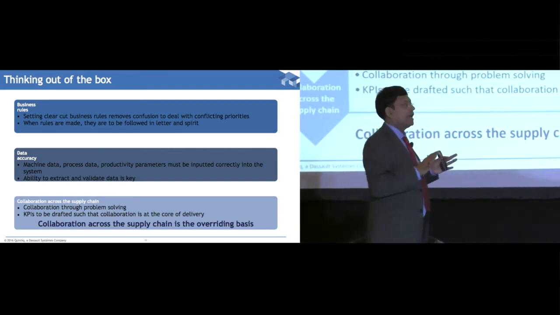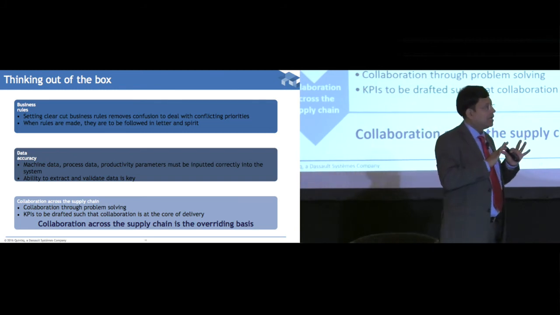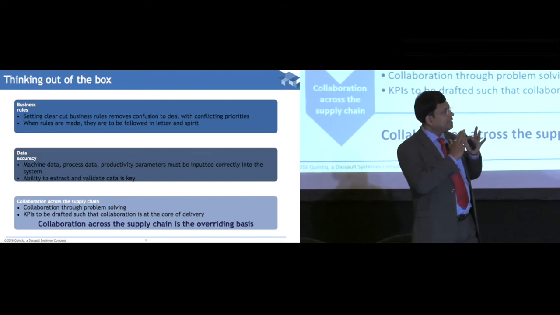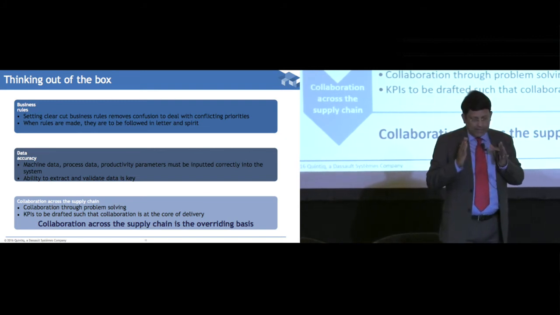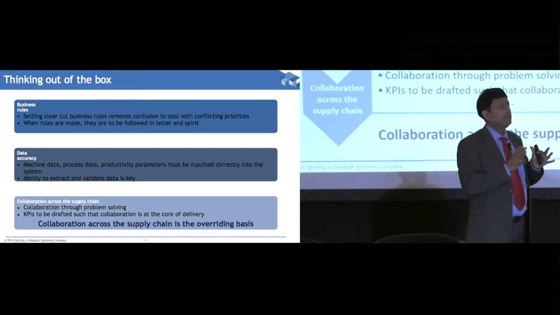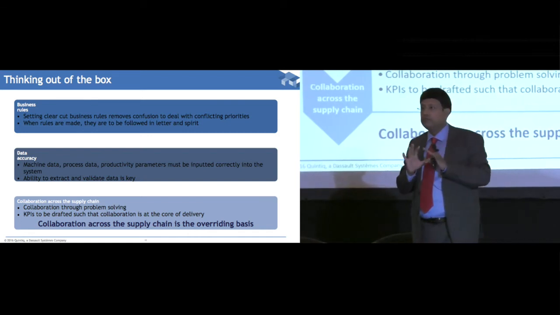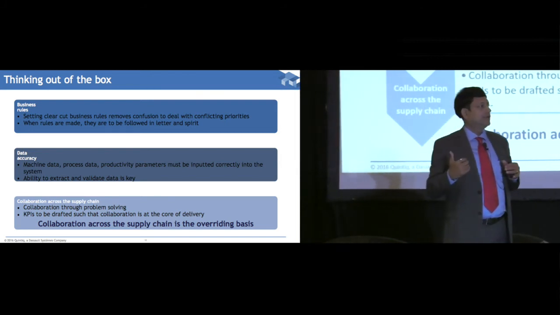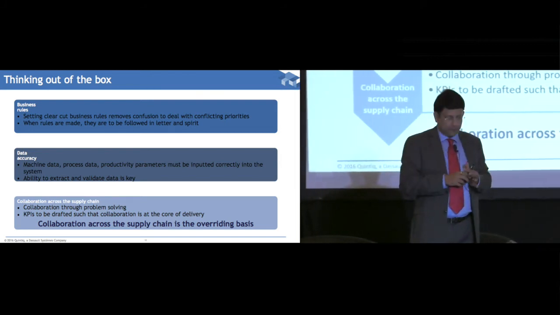How do you create collaboration in such a complex network of things? I think here, setting the business rules and creating collaboration across the supply chain through the KPIs are two very, very important things which facilitate the S&OP process being successful.